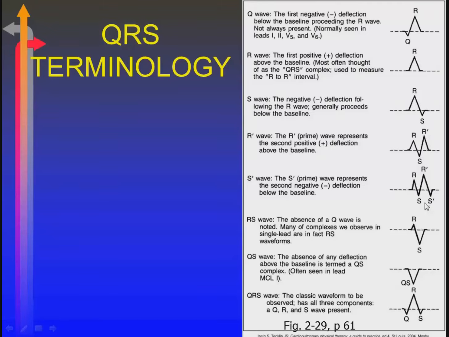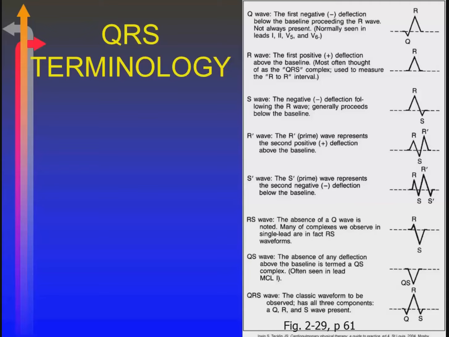This one I have an R, an S, another R, another S: RS, R prime, S prime. And the weird one is when we have just a big negative deflection and no positive deflection at all, which is called a QS. So you should be able to pick up on the fact that you don't necessarily have to have all three. In fact, you rarely do.